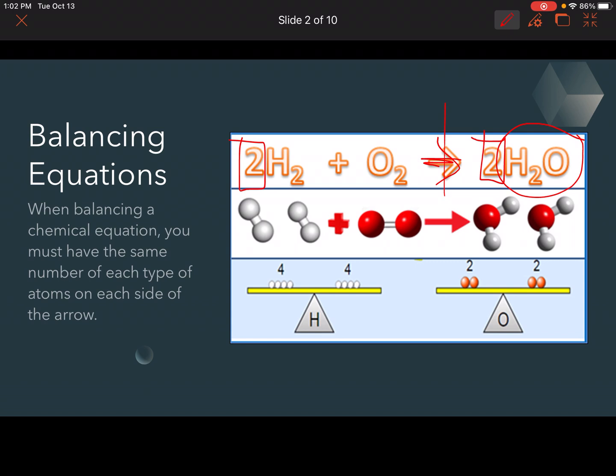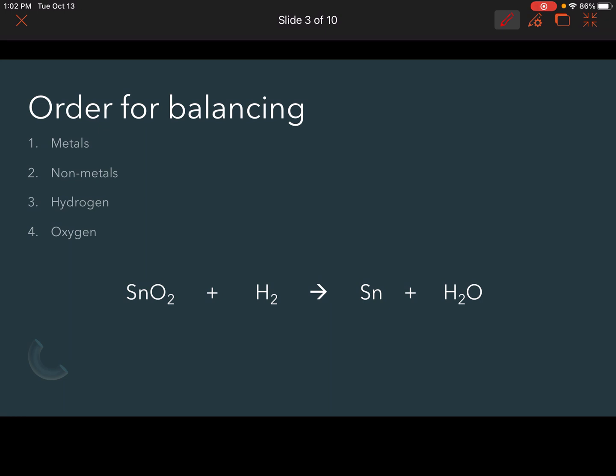And like I said, this should be a review for all of you here. So the order for balancing, now this is something that your teachers last year may not have gone through for you. Typically, it does go better when you balance the metals first, followed by the non-metals. So the metals are on the left side of the staircase on the periodic table. The non-metals are on the right side of the staircase. And then do hydrogen, followed by oxygen.